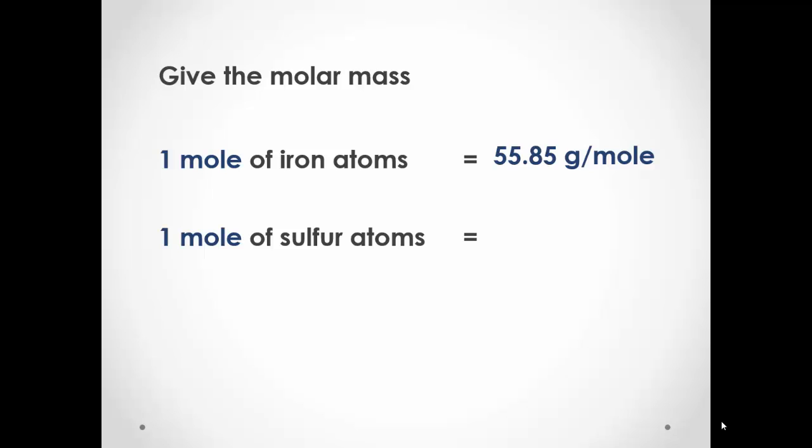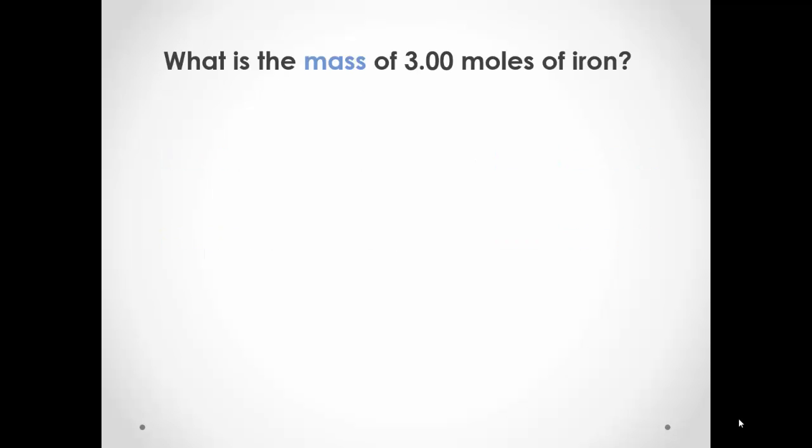Sulfur is number 16 on the periodic table. Looking at the mass there, we find 32.06 grams per mole. Following that same thought, what if we had exactly 3 moles of iron? What would be its mass?